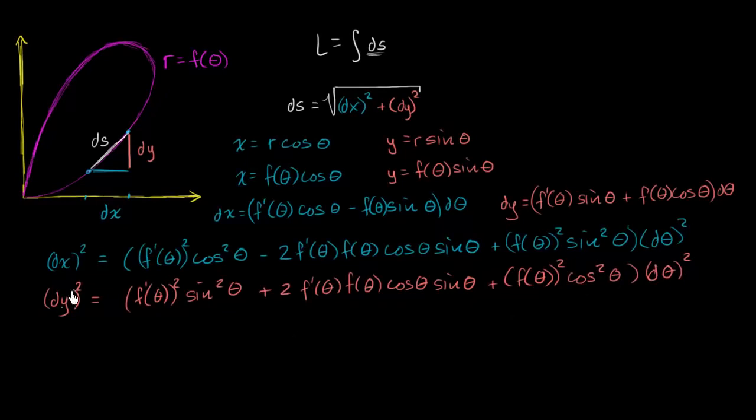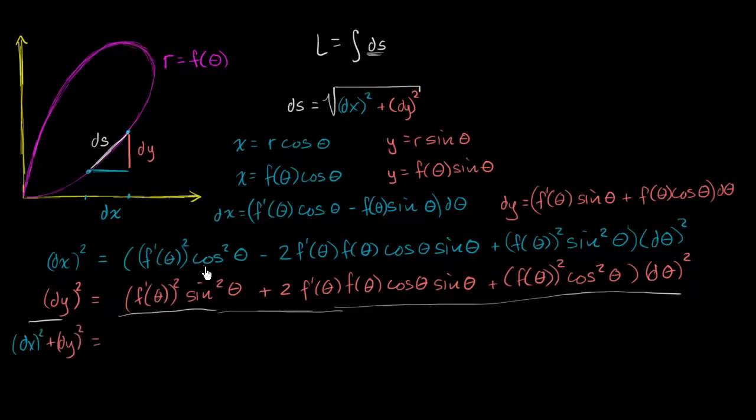Now let's add these two together. And what are we going to get? If we add dx squared and dy squared, we're going to get, over here, cosine squared theta times f prime of theta squared, and then sine squared theta times f prime of theta squared. So we can factor out an f prime of theta squared. So it's going to be equal to f prime of theta squared times cosine squared theta plus sine squared theta. And we see that that's going to simplify nicely. This is just going to be equal to 1, basic trig identity. And then these middle two terms actually cancel out. This is negative of this. So these two cancel out.